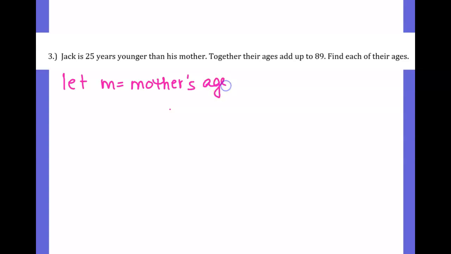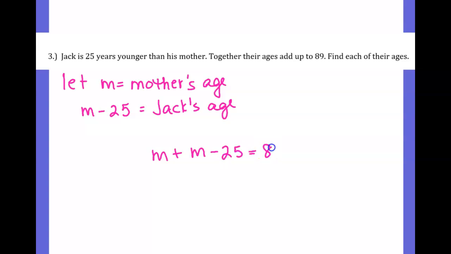If M is mother's age, Jack's age would be, Jack is 25 years younger, so we take Mom's age and subtract 25, and that would be Jack's age. Together their ages add up to 89, so if we take Mom's age and add in Jack's age, that's how we would get 89. Remember, this is Mom and this is Jack, the expression that represents Jack's age.